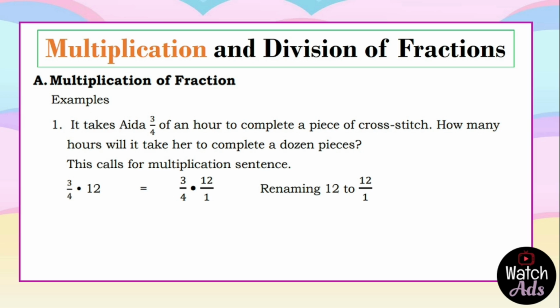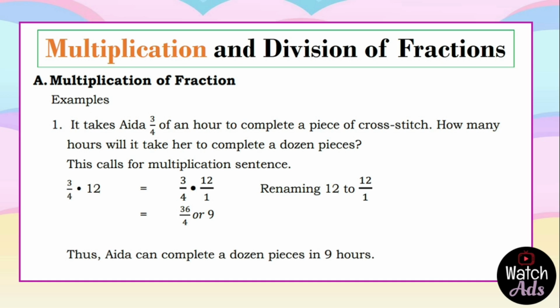So we multiply them. 3 and 12 gives us 36, and 4 and 1 multiplied gives us 4. Now we change it to a whole number, 9. Thus, Ida can complete a dozen pieces in 9 hours.